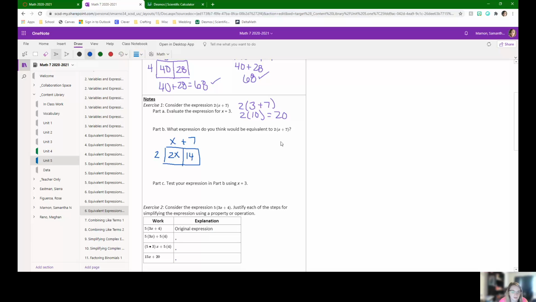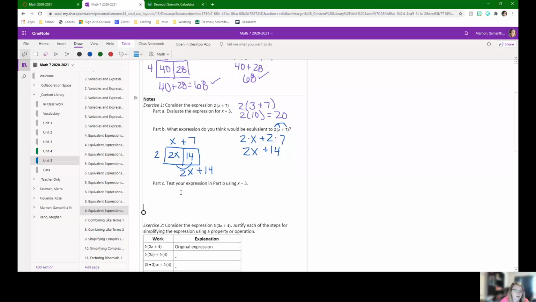If you wanted to just do it algebraically and everybody gets cake, you can see that we would do 2 times x plus 2 times 7. And we get the same thing, 2x plus 14, because we would add these together to get 2x plus 14. It now wants us to test our expression from part B using x equals 3. So did this really make an equivalent expression?